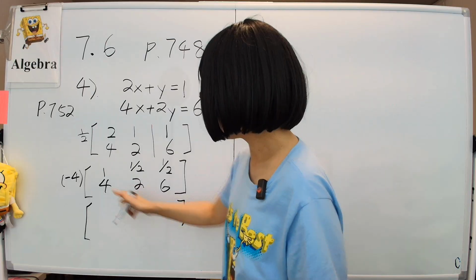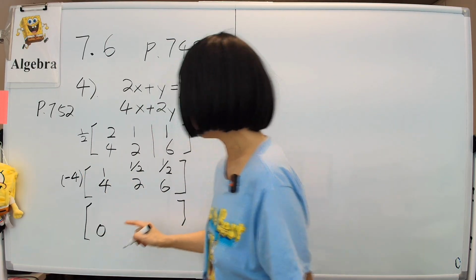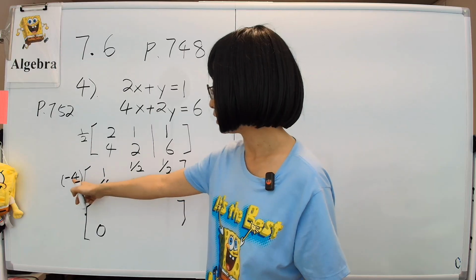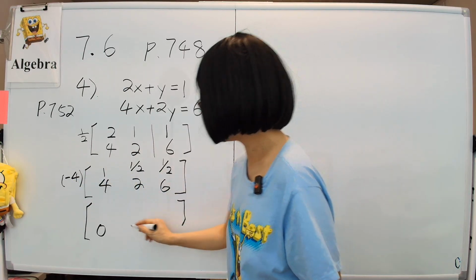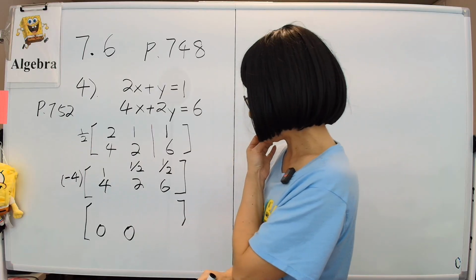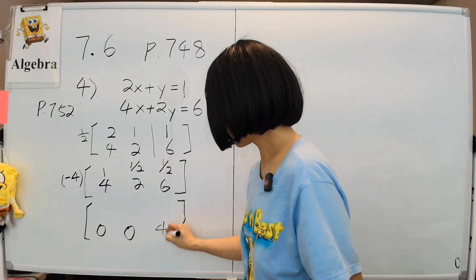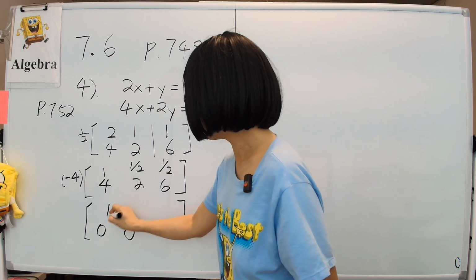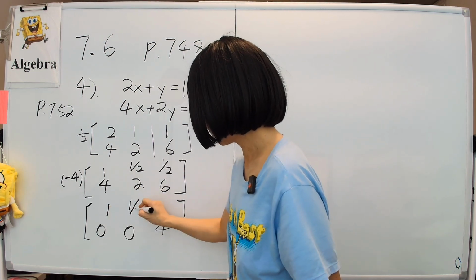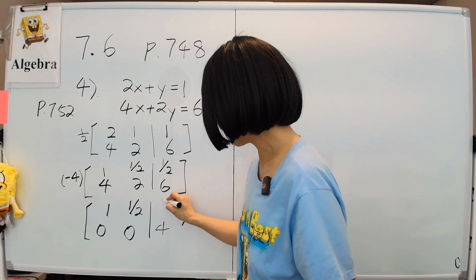So then we have 1 times minus 4, add to 4, that's 0. 1/2 times minus 4, that's minus 2, added to 2, that's also 0. And then 1/2 times minus 4 is minus 2, plus 6, that's 4. And then the first row, we have to copy it down. See, there's a lot of copying, and that's just one of the many things I don't like about doing this.